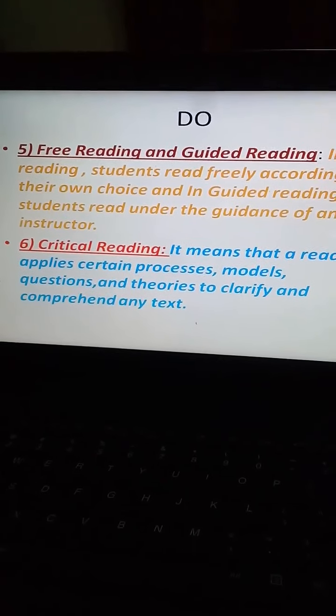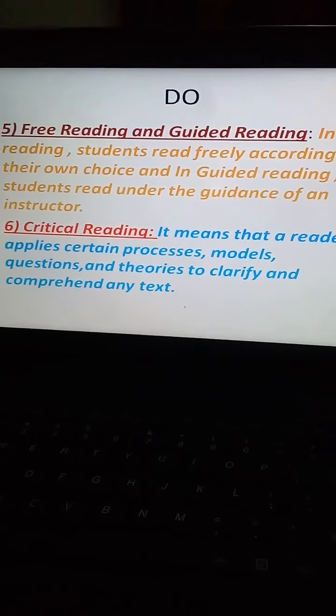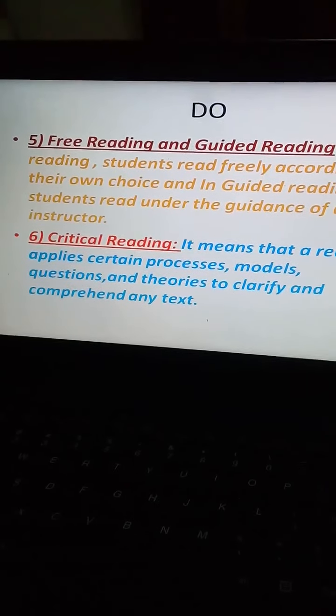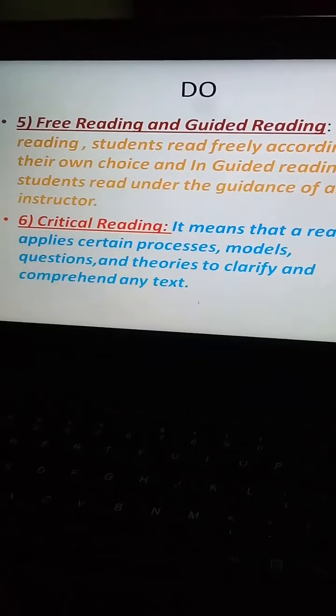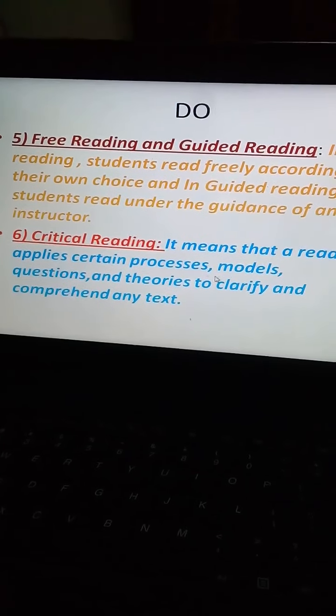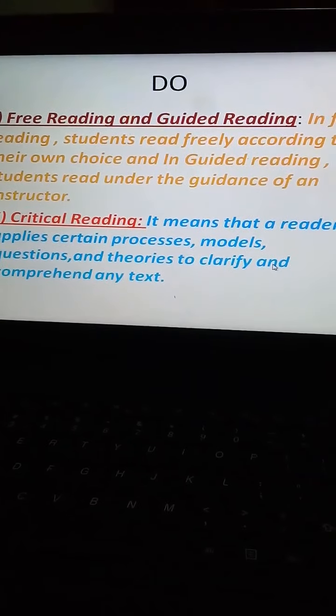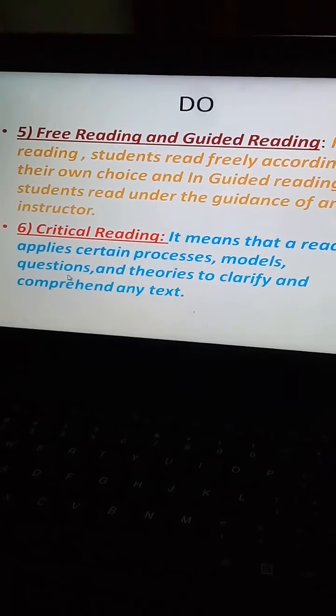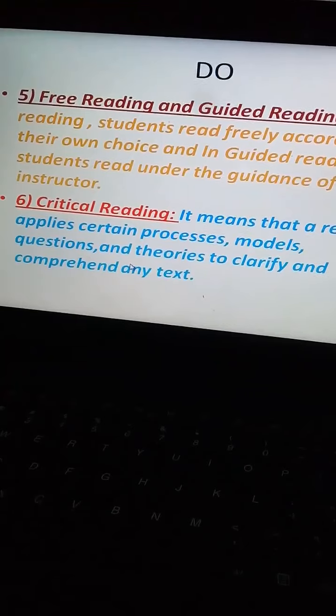The fifth category is free reading and guided reading. In free reading, students read freely according to their own choice, and in guided reading, students read under the guidance of an instructor. Critical reading means a reader applies certain processes, models, questions, and theories to clarify and comprehend any text.